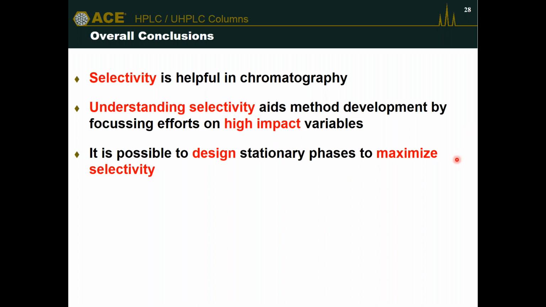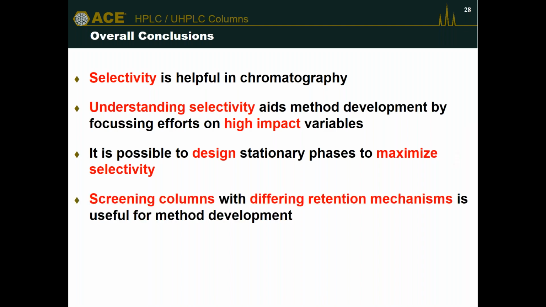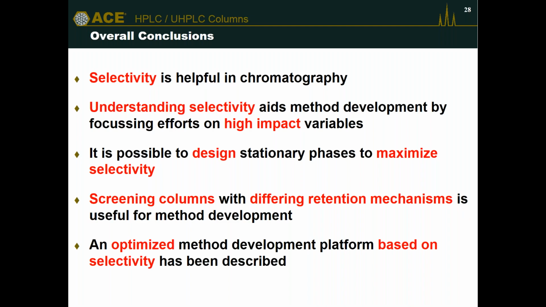I talked a bit about phase design and how we can put different types of chemical functionalities together, which help us give different mechanisms to help us try and resolve analytes in our mixtures from each other. And of course, I talked about the column screen and how this, I think, is a really useful platform for semi-automated method development. And based on the column screen, I presented this method development platform, which is the one that we use in our lab, and it's based on selectivity. That's the most important point I wanted to get across.